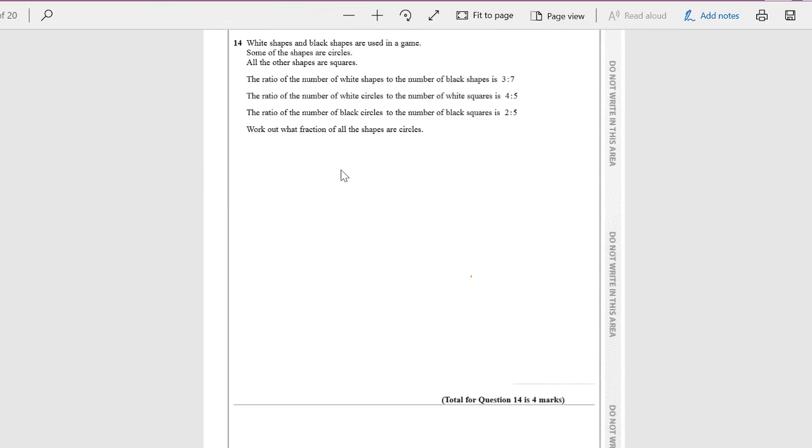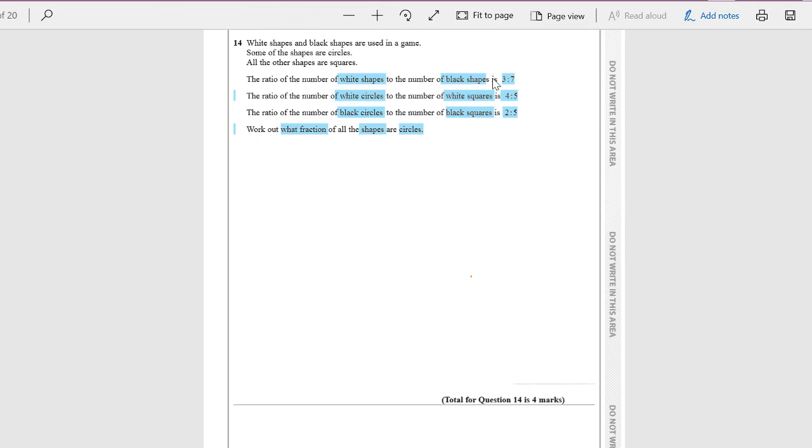Okay, question 14. So it says white shapes and black shapes are used in a game. Some of the shapes are circles, all the others are squares. And then it gives you the information here. So there's quite a bit, and what I like to do is highlight. So the white shapes to the black shapes is 3 to 7. And then the white circles to the white squares is 4 to 5. And then the black circles to the black squares are 2 to 5. So what fraction of shapes are circles? So that's our task here.